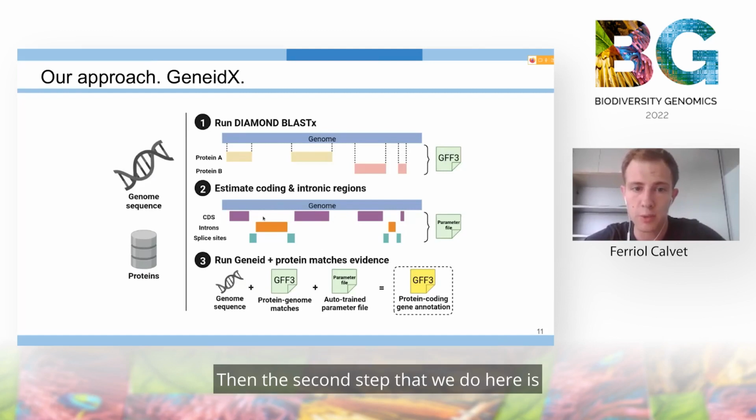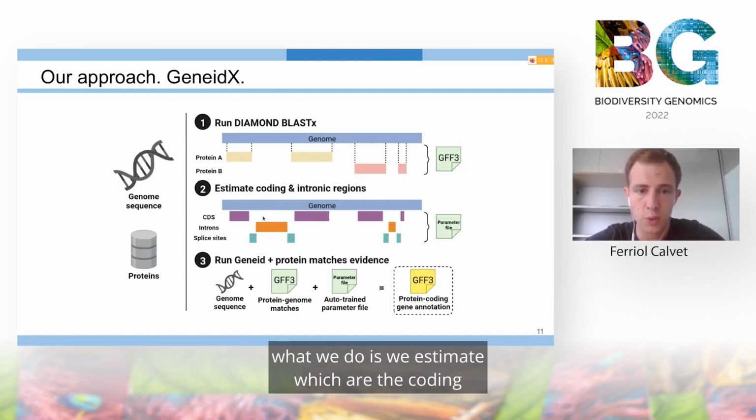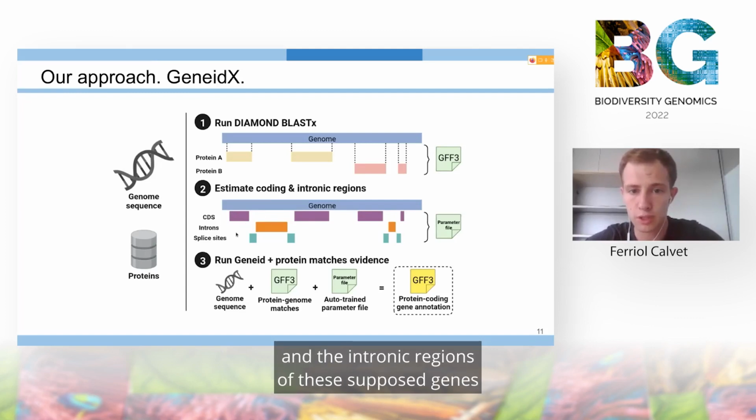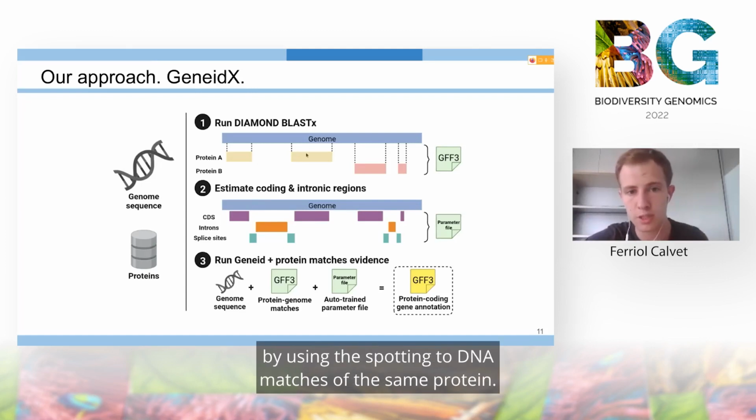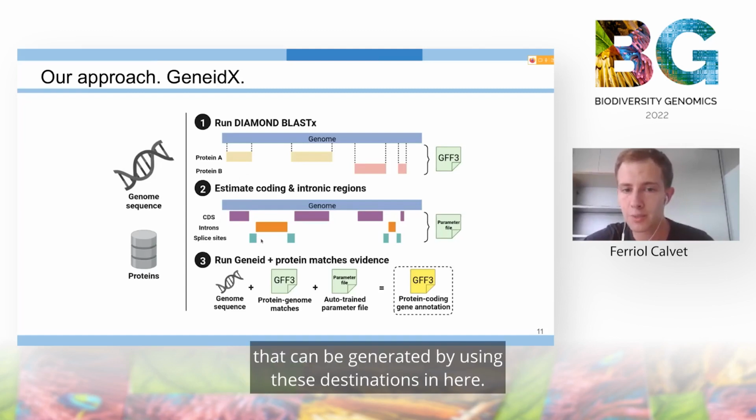Then the second step that we do here, in order to overcome the step of parameter training, is we estimate which are the coding and the intronic regions of these supposed genes by using these protein to DNA matches of the same protein. And with this, we generate the parameter file. There are some matrices in this file that can be generated by using these estimations.